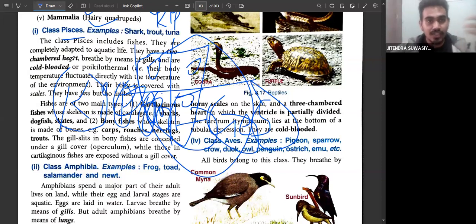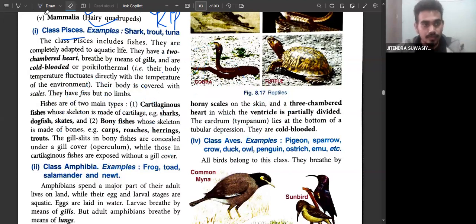Like that, fishes have a two chambered heart, breathe by means of gills, and are cold blooded, poikilothermic. So what is cold blooded? In human beings we can adapt. If we go to mountain areas, even to Siberia, we can adapt by our body regulation, like wearing t-shirts and everything, and maintain our body.